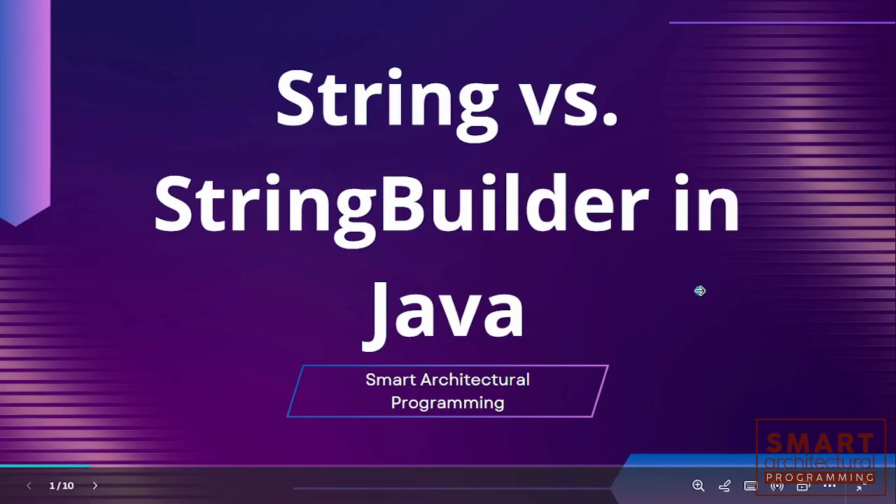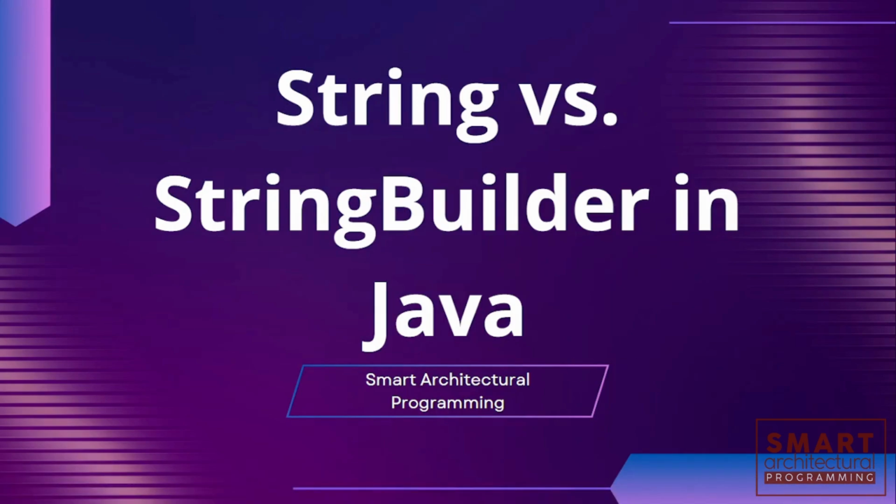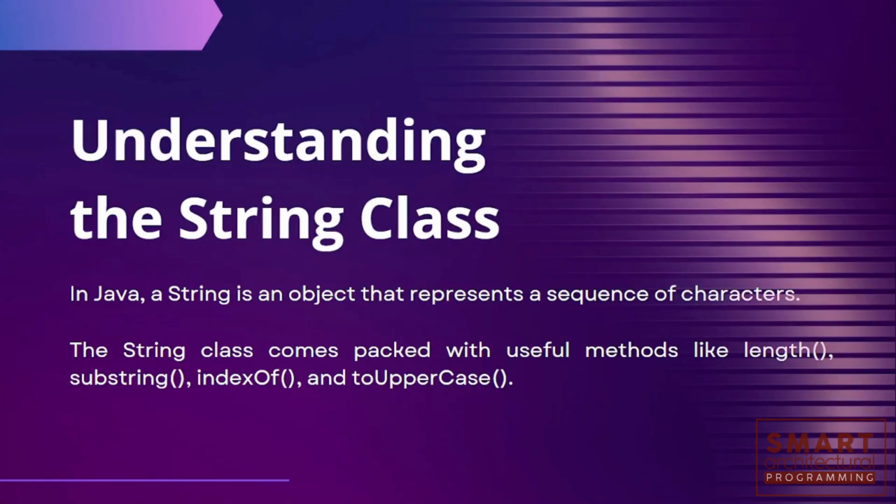So let's start with the String class and understanding the String class itself. It's one of the most used classes in Java. In Java, a string is an object that represents a sequence of characters. Even if you think you're working with plain text, you're working with String objects. The String class comes packed with useful methods like the length function, substring function, indexOf function, and toUpperCase function. So let's start by creating some strings.